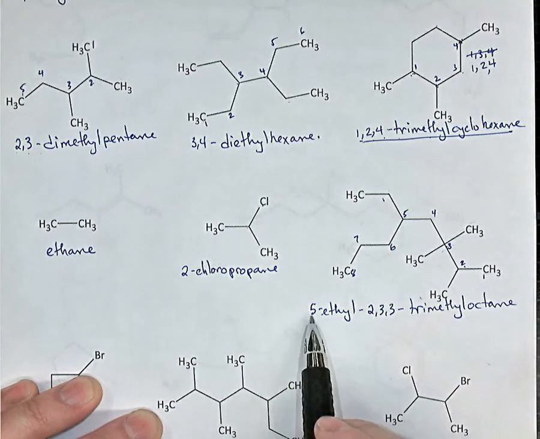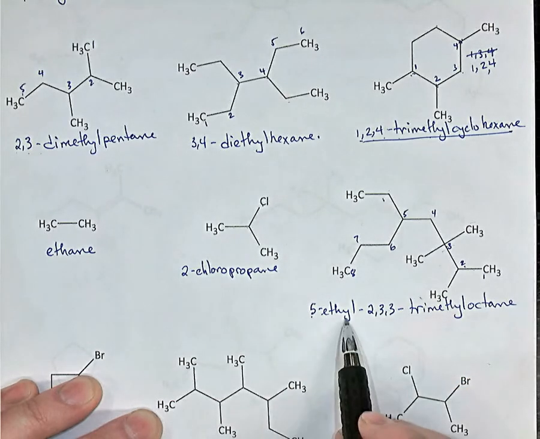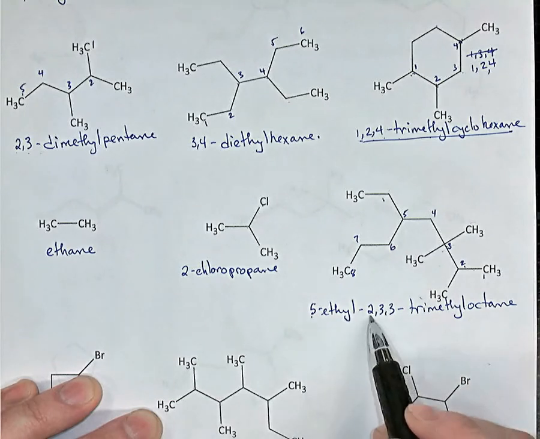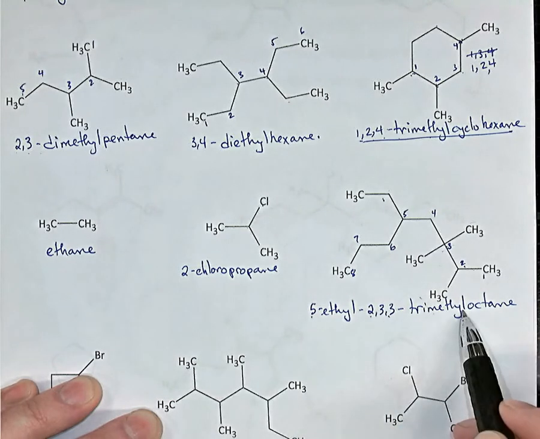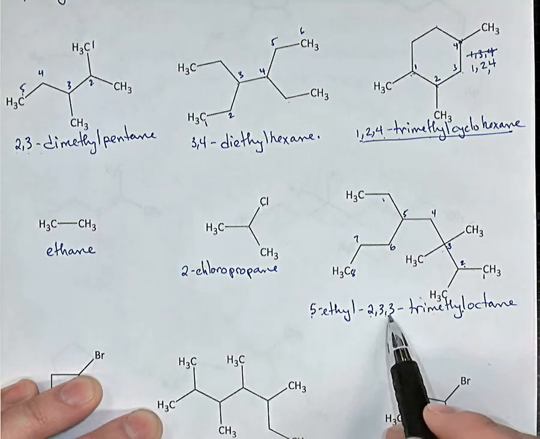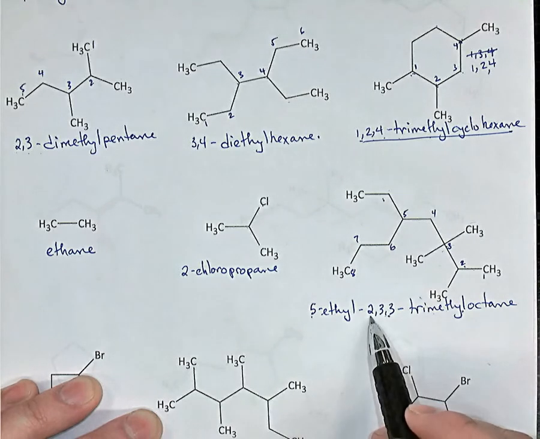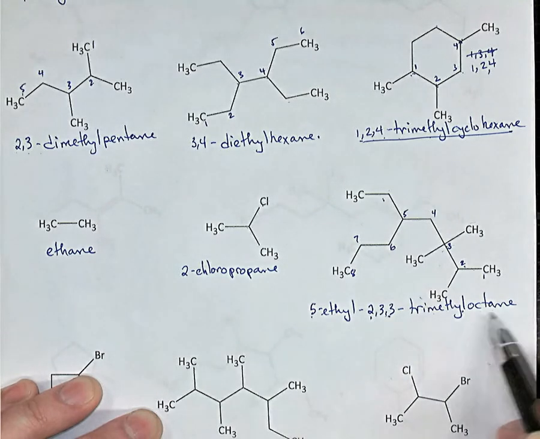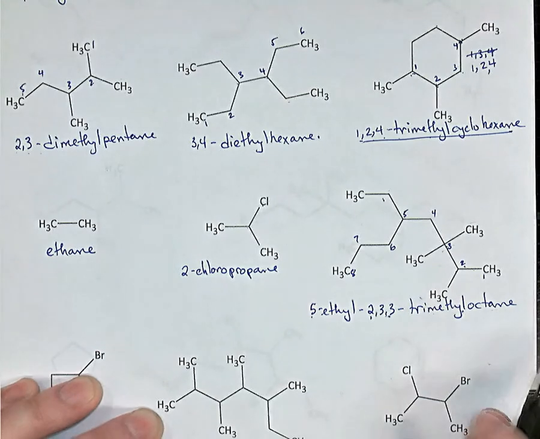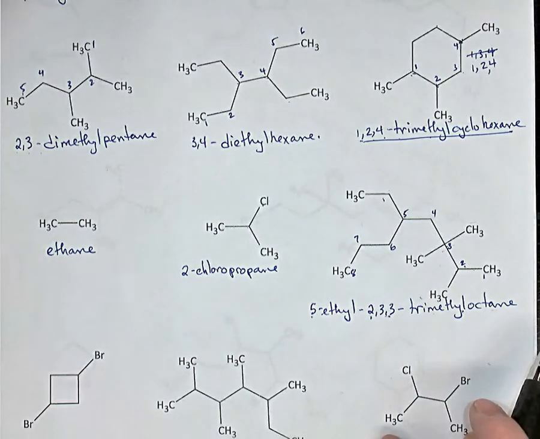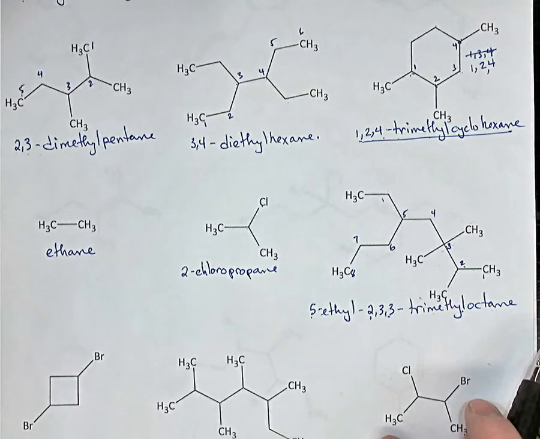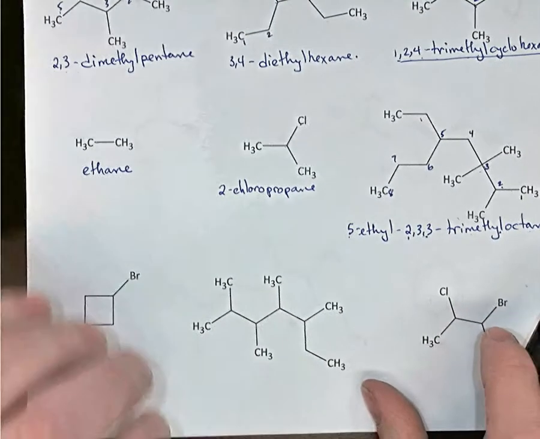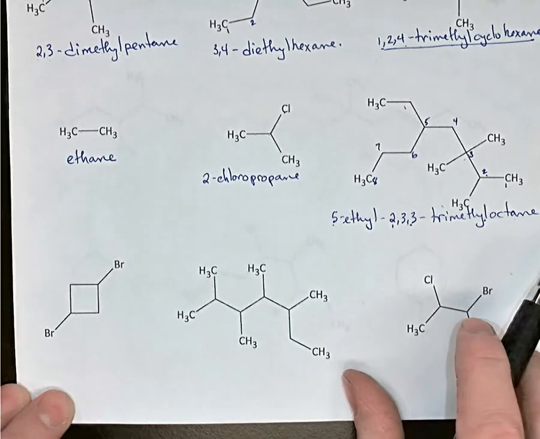So on carbon number 5, there's an ethyl branch. On carbons number 2 and 3, there are methyl branches, but there's 2 of the methyls on carbon 3 and 1 of them on carbon 2, and the longest chain is octane with 8 carbons. So you can see, as awkward as that name is, it's actually very descriptive. If you give me that name, I can easily draw the molecule for you.